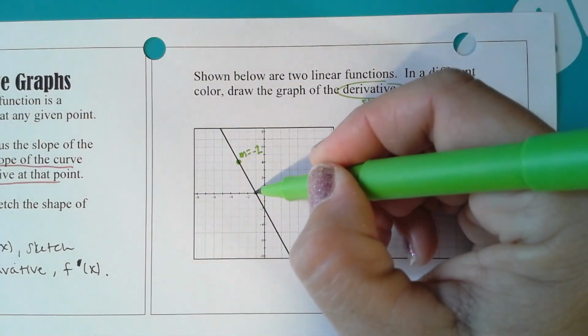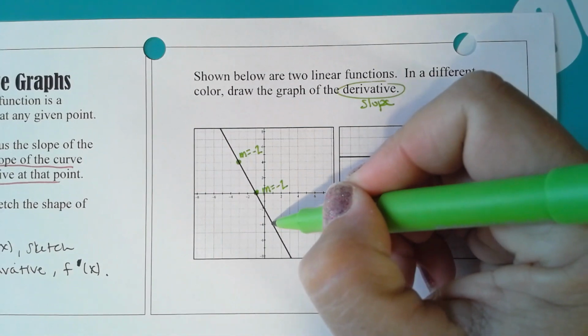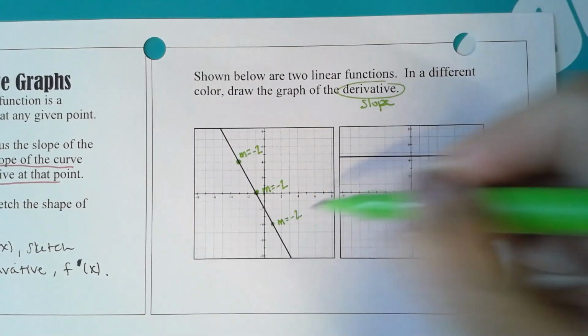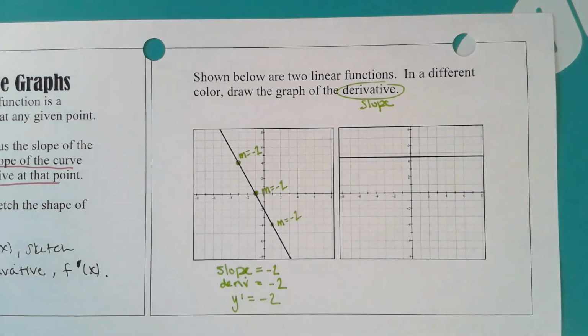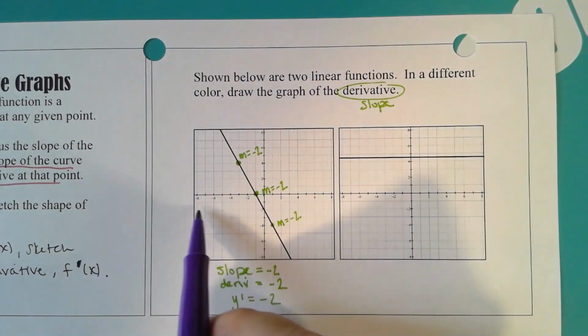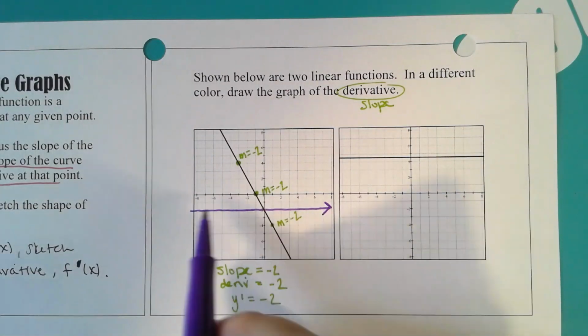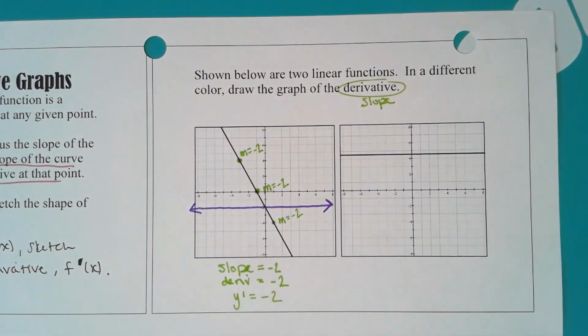If I look at this other point, it's a line, so once I find the slope, it's always the same. So if the slope is -2, that means the derivative equals -2, which we could even write y prime equals -2. So I'm going to switch colors here. I'll use purple. I'm going to sketch the derivative. It's just the graph y equals -2, which we could certainly check algebraically.